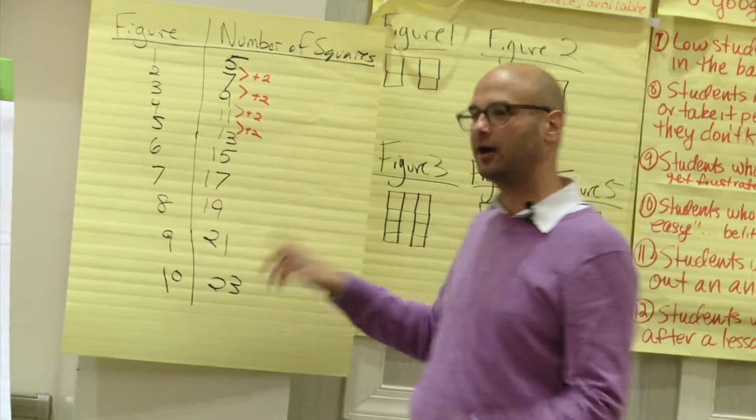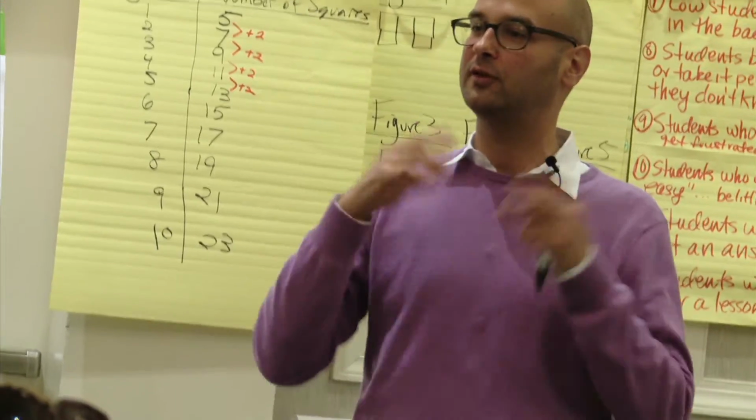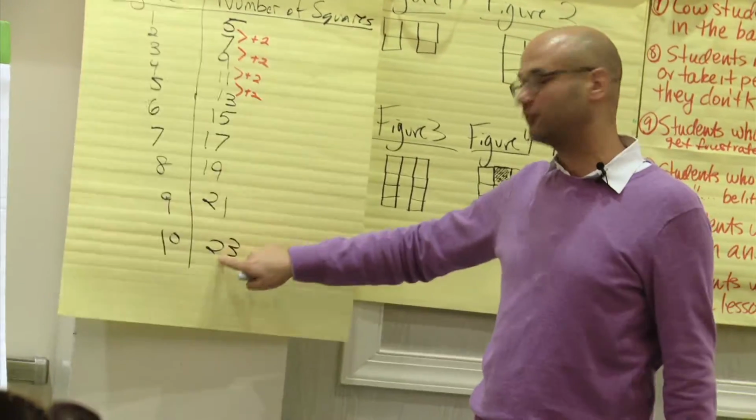And 9 would have 20. And then 21, sorry, my fault. And then 10 would have 23. Now we have more information, so the question becomes a little bit different. Not just describe what the 10th figure would look like, but describe what in the 10th figure, which has 23 squares, what those 23 squares look like, how they're arranged.